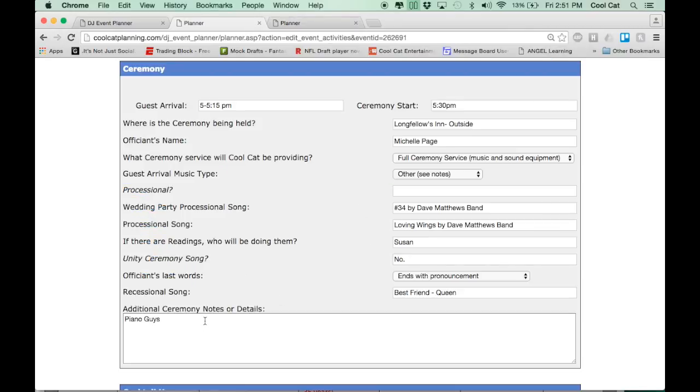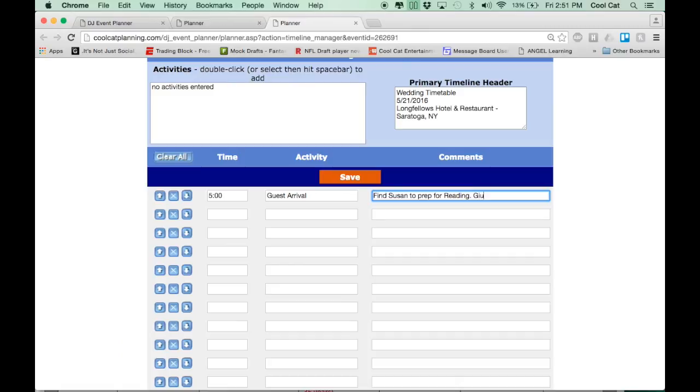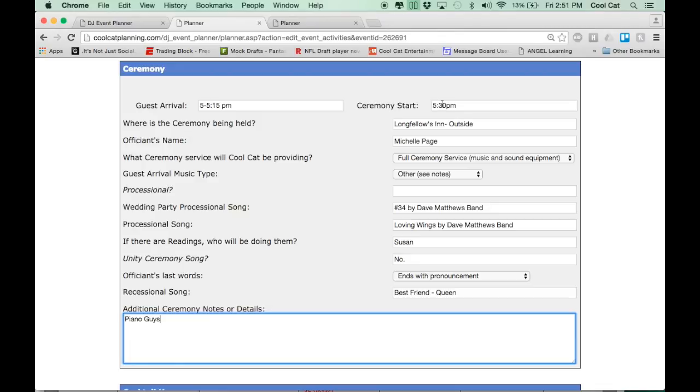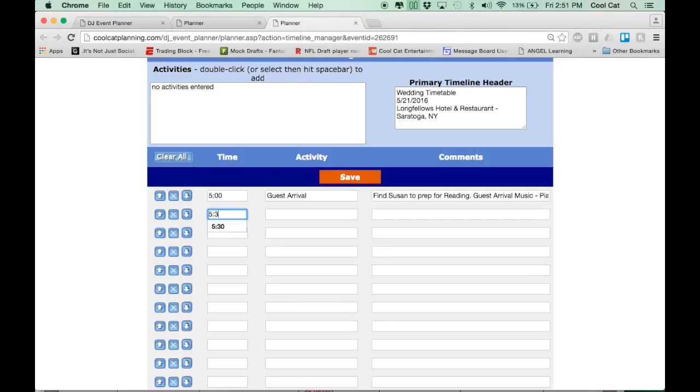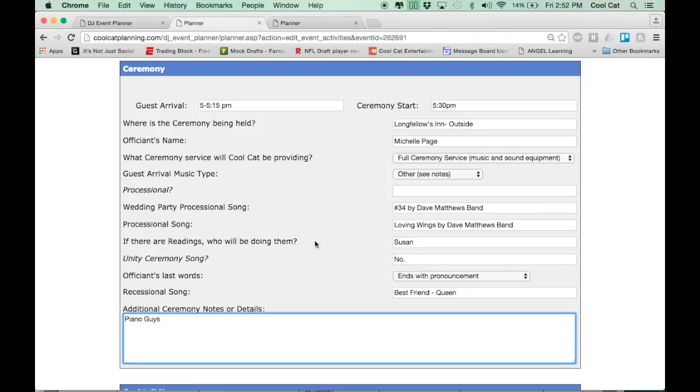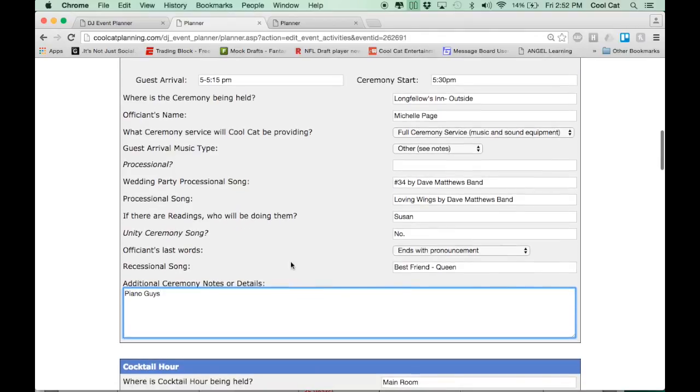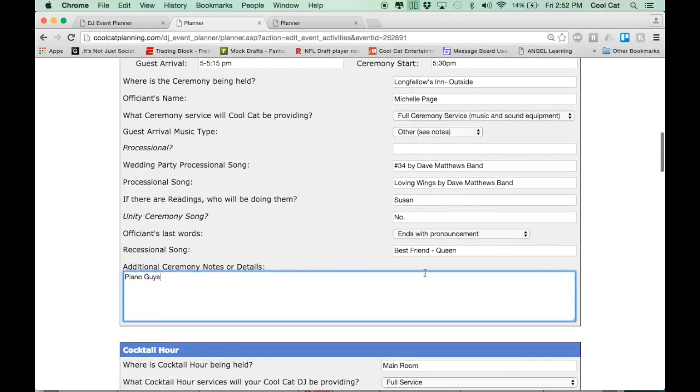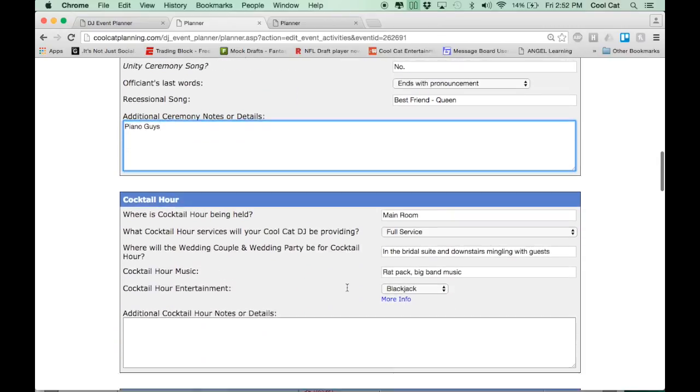You could include Piano Guys as the guest arrival music. You don't necessarily have to put that in the timeline, but it could be helpful for you. So then the next block of time here is the ceremony start time, which is 5:30. And there's nothing to note for yourself here that would be super helpful. If there was a Unity ceremony song, you might want to note to yourself to play that. But I'm pretty comfortable just going off the form for playing the songs.